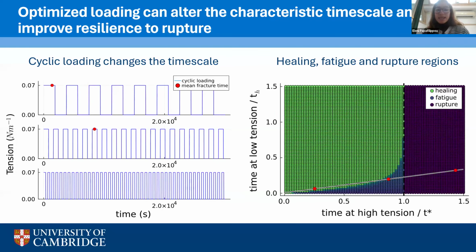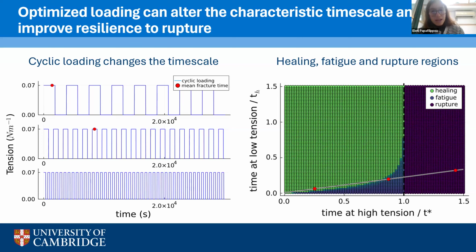So we investigated this again, and indeed we got a rich set of behaviors. We picked two tension values, one that belonged to the rupture tensions and one to the healing tensions, and we cycled between them. Now in the top left, you can see that if our cycle period is quite long, so we spend a lot of time at the high tension, we still break.